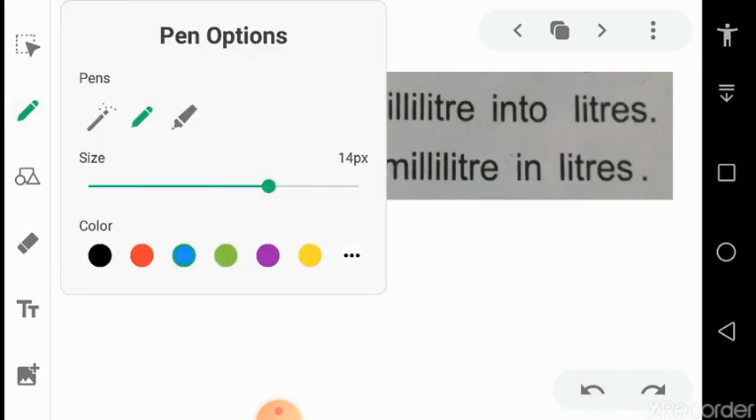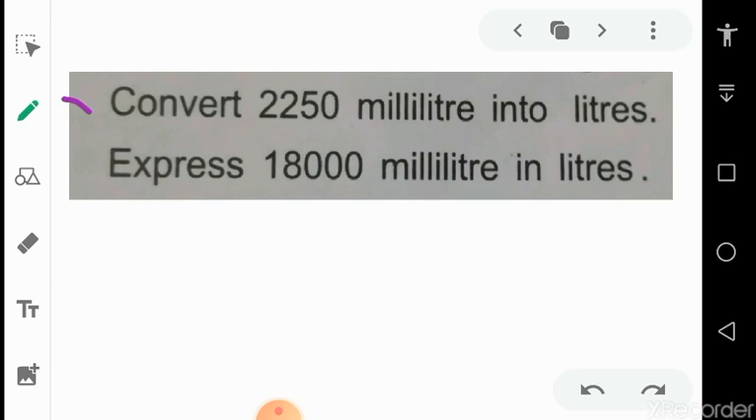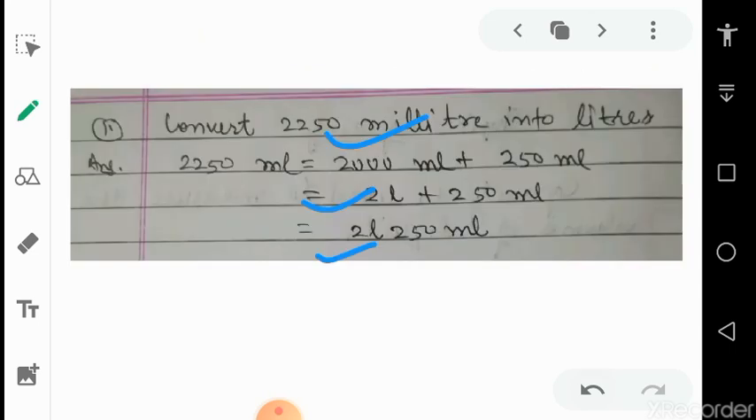First, convert 2250 milliliter into liters. Now, as in the case of kilogram and gram, when we converted the kilogram into gram, we divided by 1000. Similarly, here we will divide by 1000. So let us see how to convert milliliter into liter.